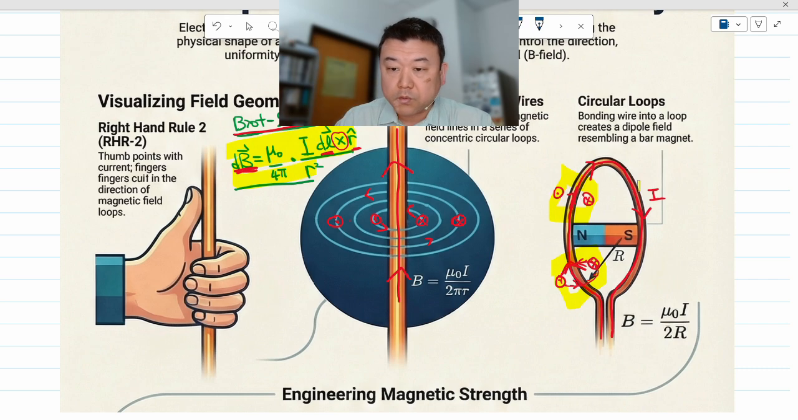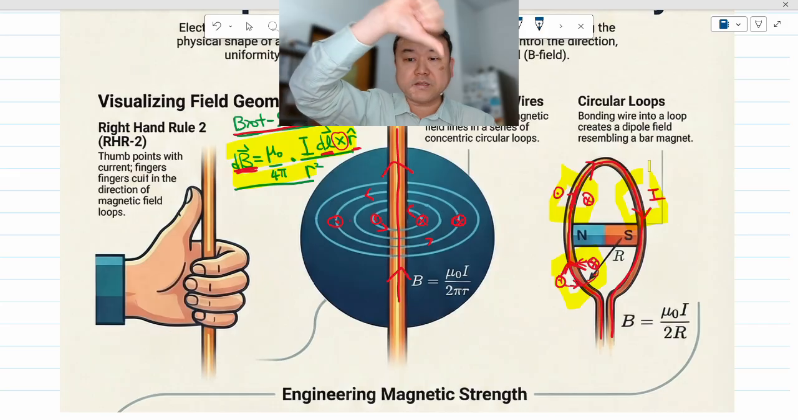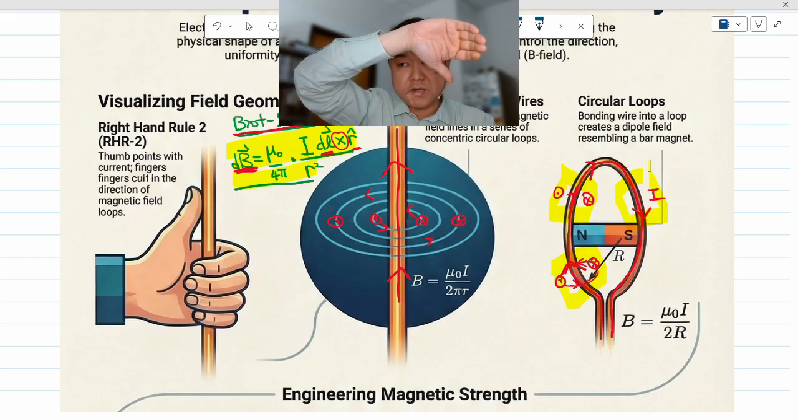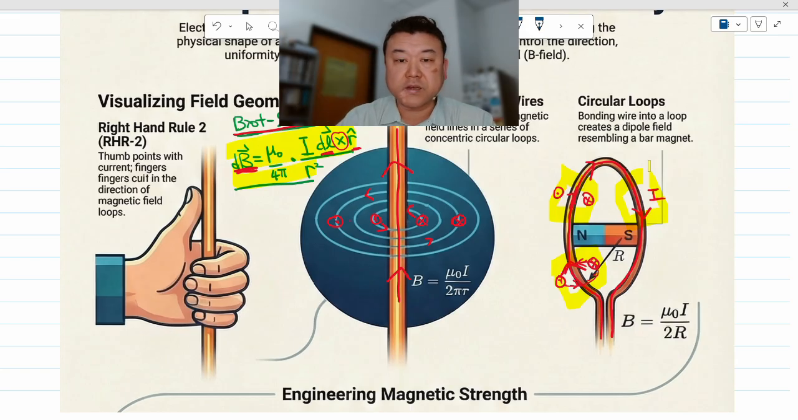Let me just do one more here for representation. Then the current has looped around, and now it's coming this way, and again this is the outside. Outside it's pointing out of the screen, and then inside it's pointing into the screen.